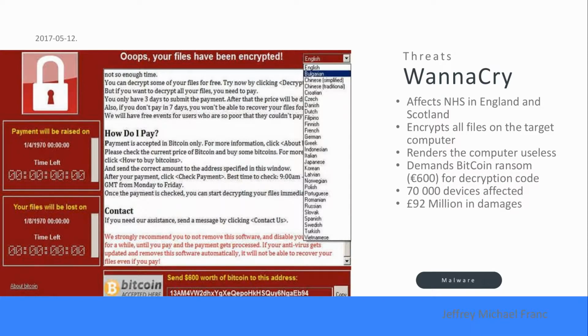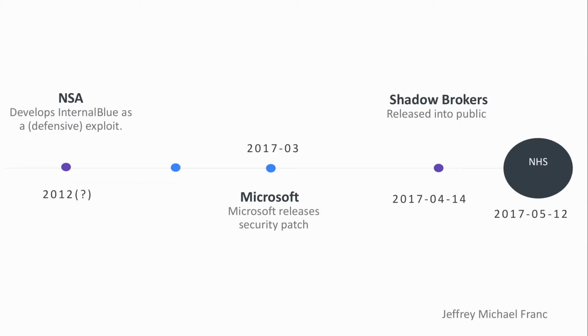Those who were working that day saw this screen show up on their computers telling them that their files had been encrypted and were now inaccessible. The story of the WannaCry exploit is actually very interesting. It starts dating back as far as 2012, when the NSA developed EternalBlue as a defensive exploit, which is based on a vulnerability in Windows SMB, or Server Message Block.